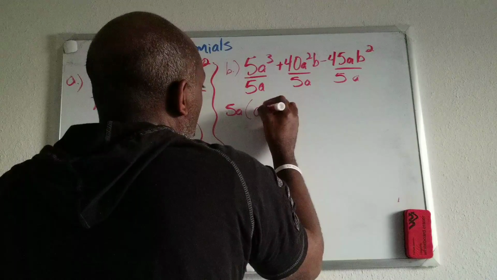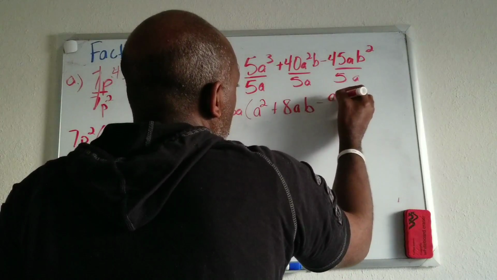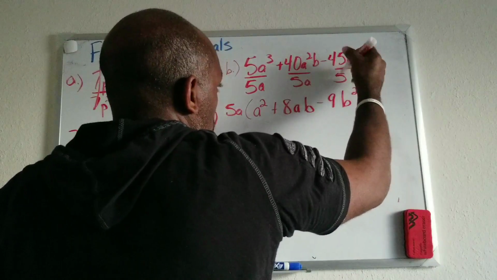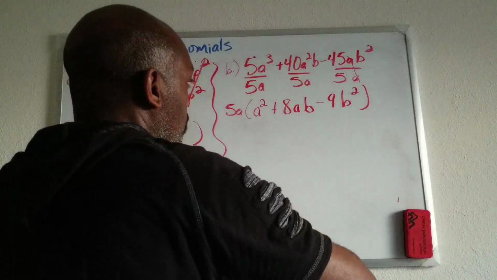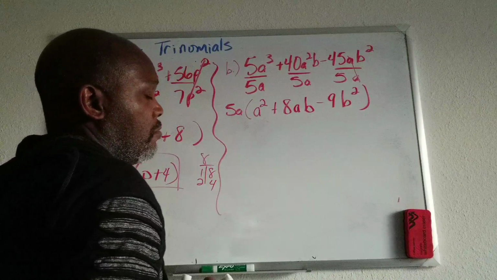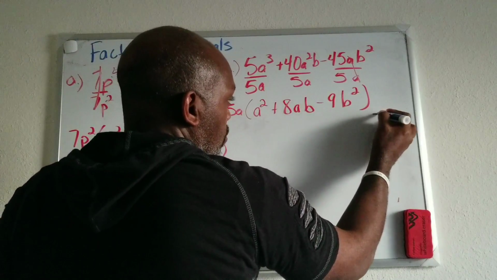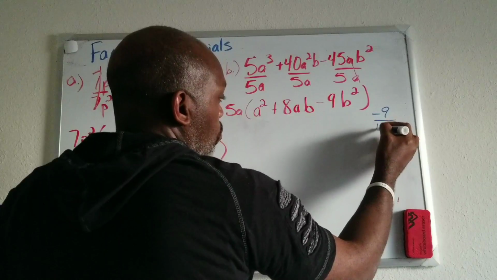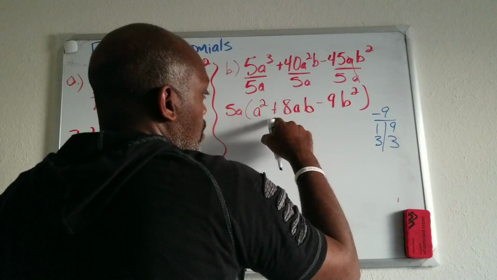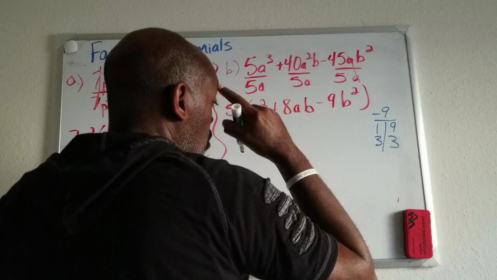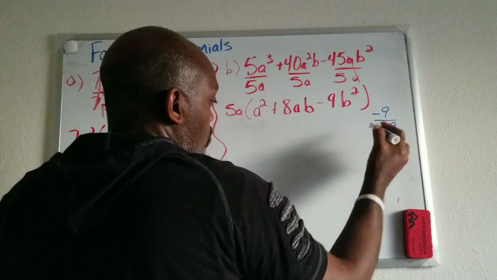And we're going to have a squared plus 8ab minus 9b squared, because these reduce to 1, okay? All right. So I'm writing in a different color just because it may look better. So we're going to look for the factors of -9, which are going to be 1 and 9, and then 3 and 3. Notice that the last term is negative and the middle term is positive. So we have to have one be negative and one be positive. So our larger number is going to be positive, which makes our smaller number the negative.